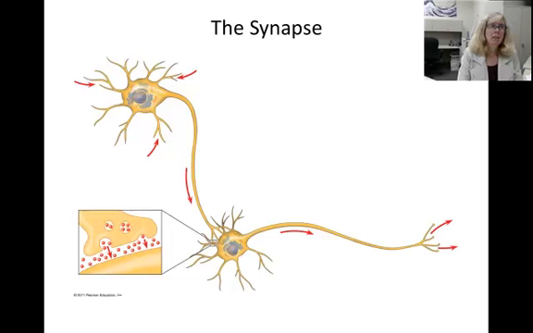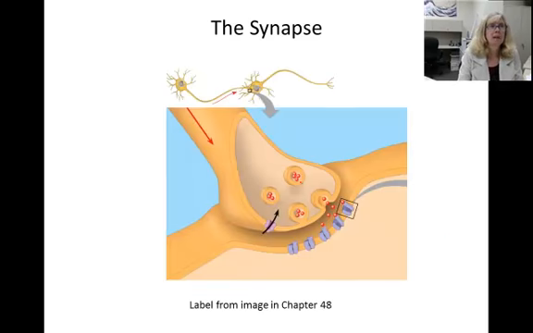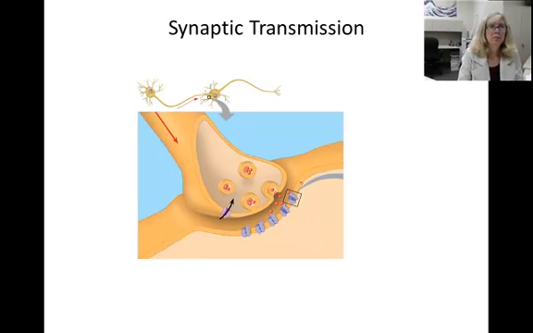In our last lecture, we learned about neurons, membrane potentials, and how action potentials are propagated down the axon of the neuron. Today, we're going to talk about how signals move from one neuron to the next and how neurons cause a muscle contraction. Here's a close-up of the terminal of one nerve cell synapsing onto the dendrite of another. Use chapter 48 in your textbook to label all the appropriate structures.